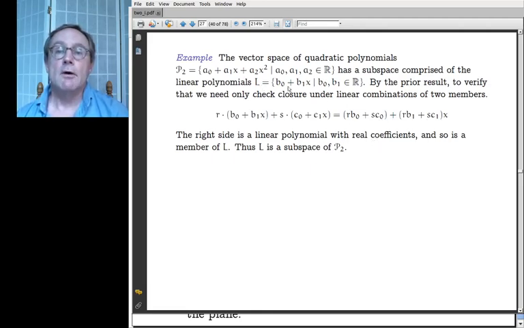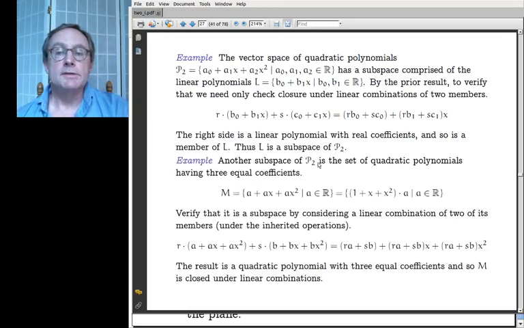So capital L is closed under linear combinations of 2, and by the prior lemma, that's enough to show that it's a subspace. You don't have to check that scalar multiplication distributes over addition. You don't need to check any of those things. You just need to check closure under linear combinations.